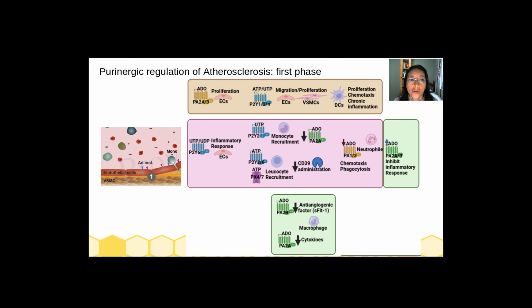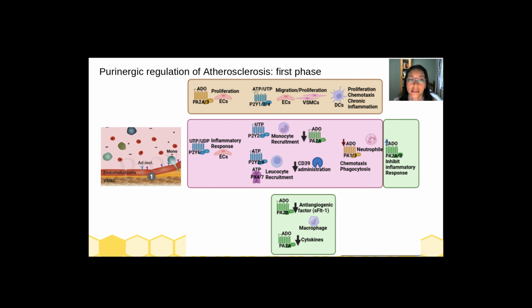Adenosine also regulates neutrophils depending on its concentration. Low adenosine concentration leads to chemotaxis and phagocytosis by neutrophils through PA1 or 3 receptors, while high adenosine concentration leads to inhibition of the inflammatory response through PA2 receptors.